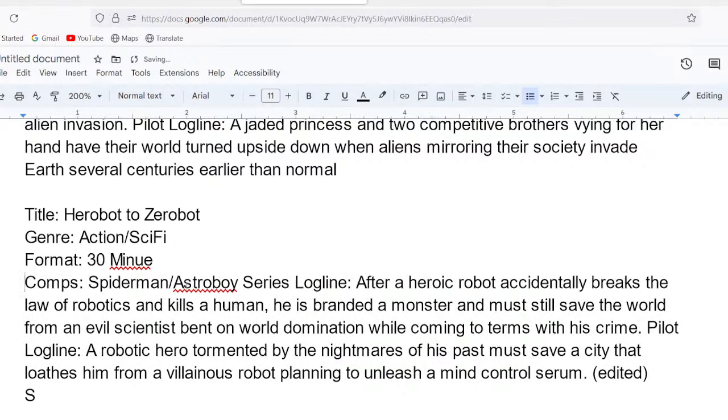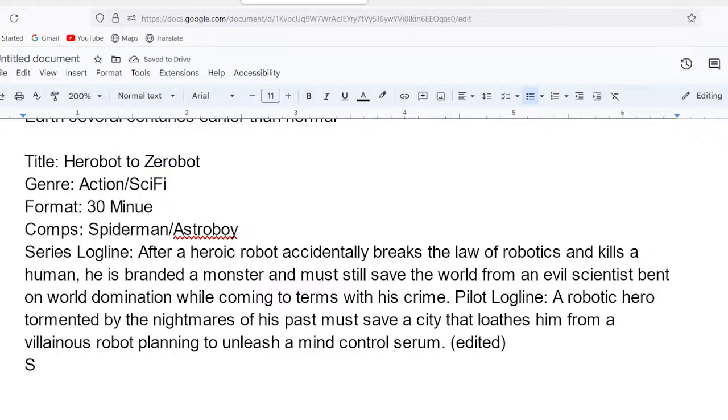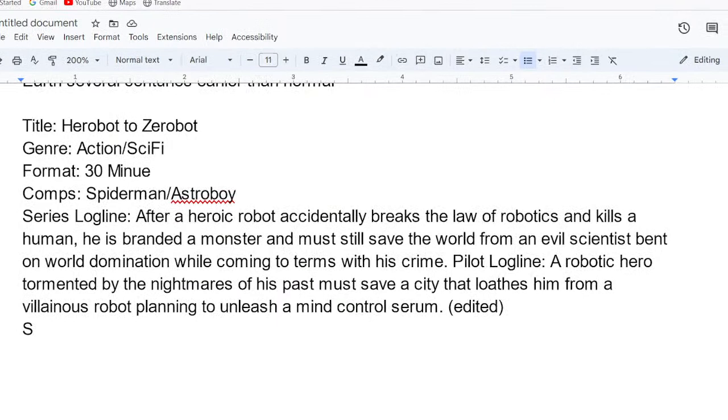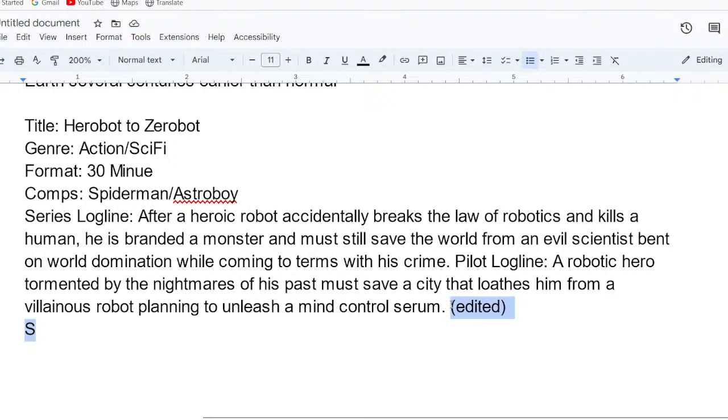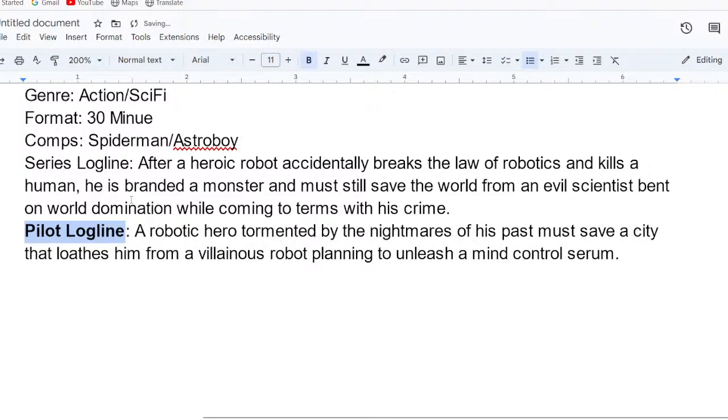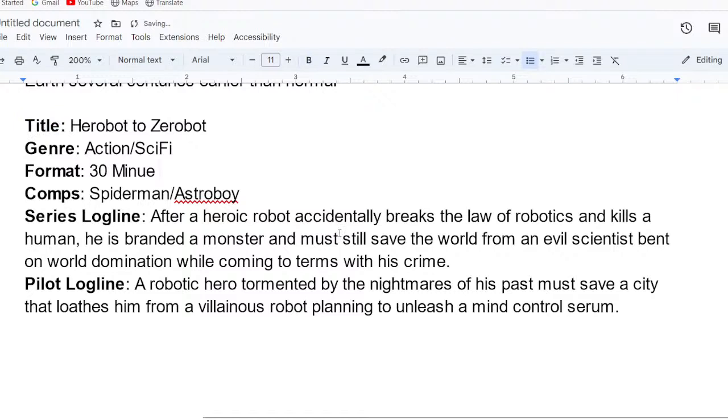Sure. Hero Bot to Zero Bot. Genre: action and sci-fi. Format: 30 minute. Comps: Spider-Man, Astro Boy, those superhero sorts of things, and, well, all about humanoid robots. Series logline: after a heroic robot accidentally breaks the law of robotics and kills a human, he is branded a monster and must still save the world from an evil scientist bent on world domination while coming to terms with his crimes. Pilot, Long Run: a robotic hero tormented by the nightmares of his past must save a city that loathes him from a villainous robot planning to unleash a mind-controlling serum.